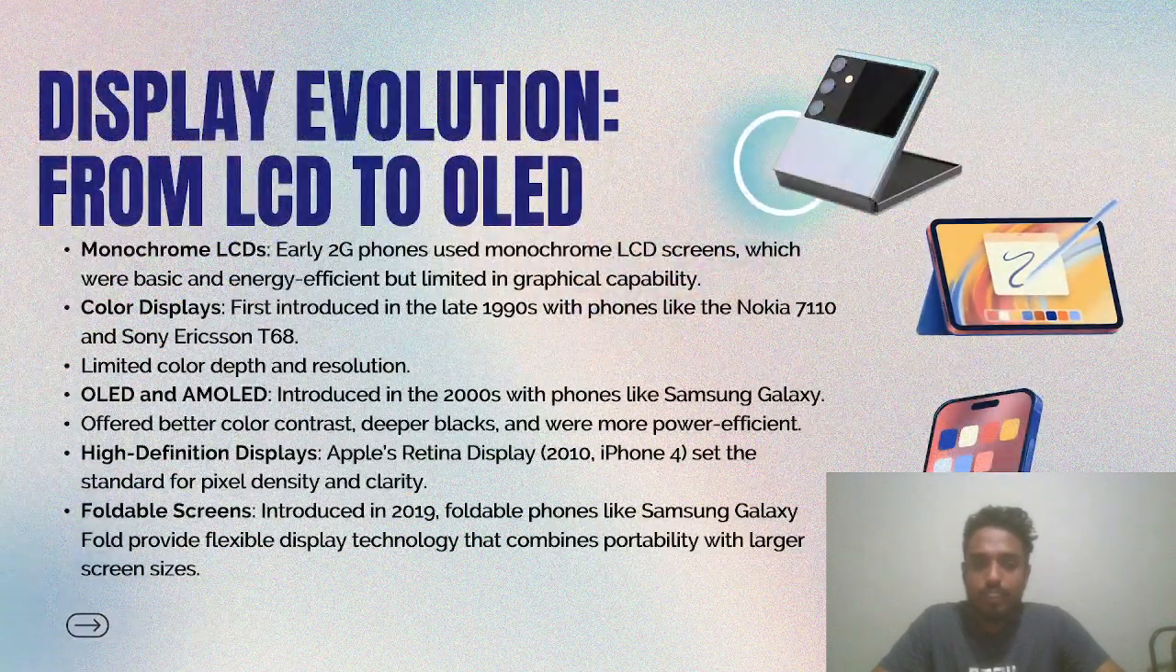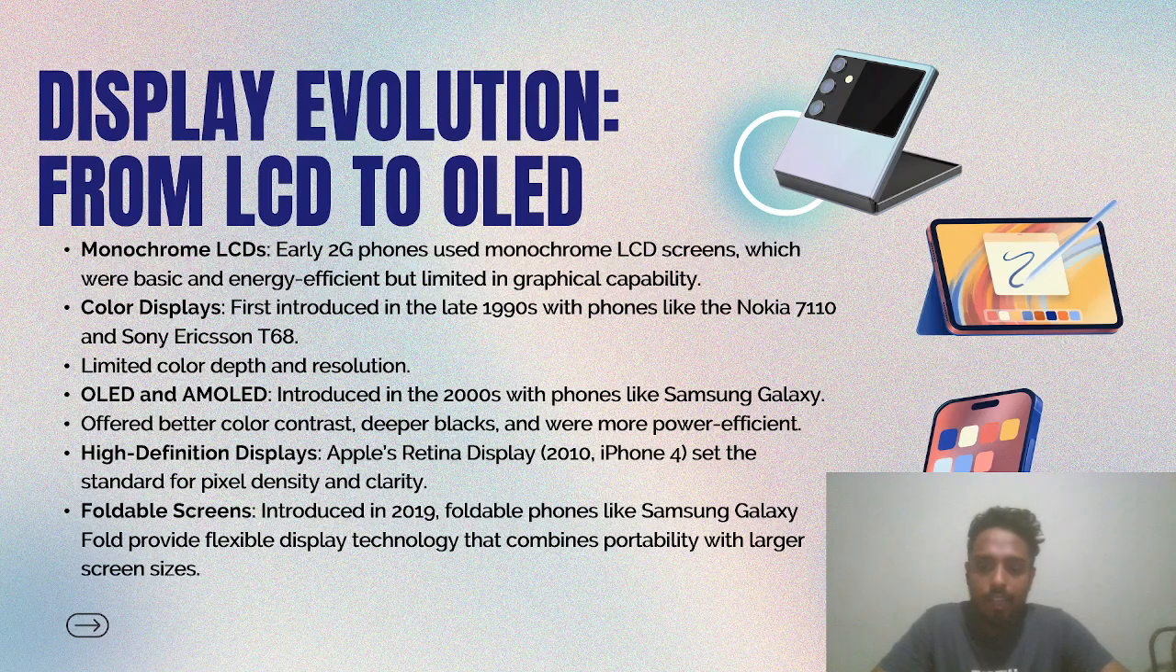From the generations, now let's talk about the display evolution from LCD to OLED. The monochrome LCDs were mainly used in early 2G phones, which were basic and energy efficient but limited in graphical capabilities. Later onwards, it transformed into color displays with the Nokia 7110 and different phones of that era. They had limited color depth and resolution.